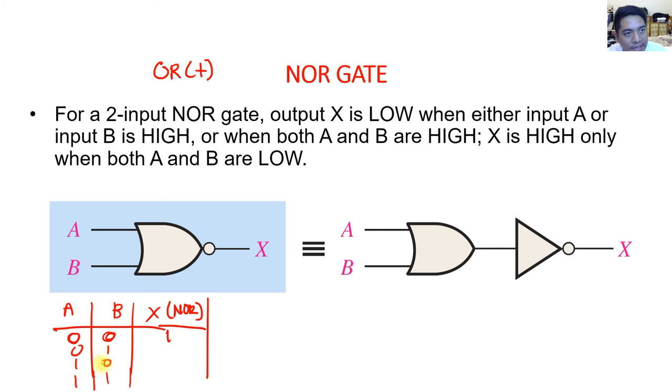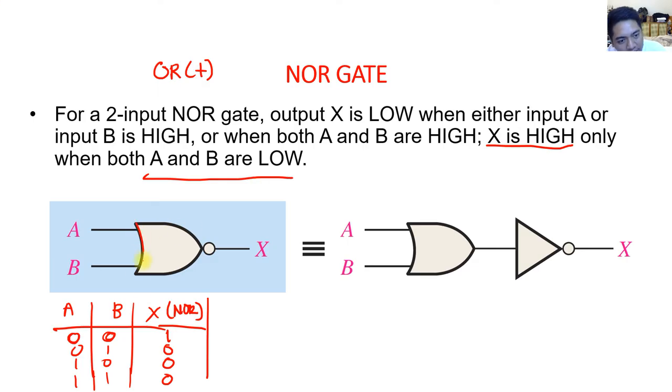So, 0 plus 1 is 1, and then get the negative of 1, which is 0. 1 plus 0 is 1, get the negative of 1, which is 0. And 1 plus 1 is still 1, get the negative of it, and it will be 0. So the output will be high only when the inputs A and B are low. That is the NOR gate.